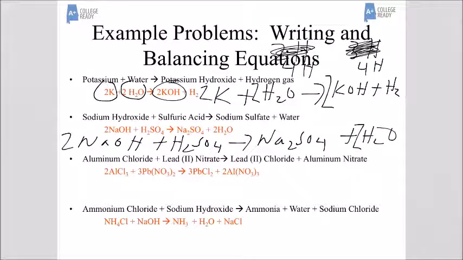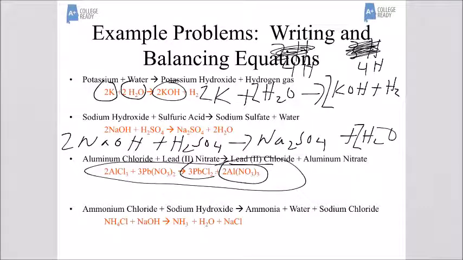Here's another balanced equation. Again, notice we balance by adding coefficients, the numbers out front. We do not mess with subscripts. If you change these subscripts, you change the identity of the chemical you're dealing with.